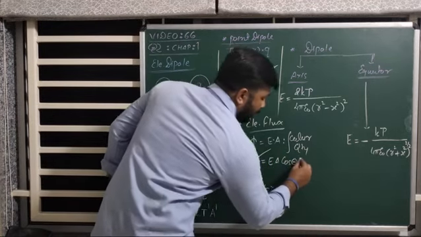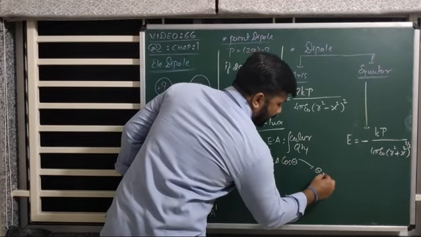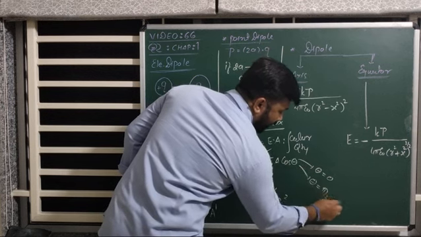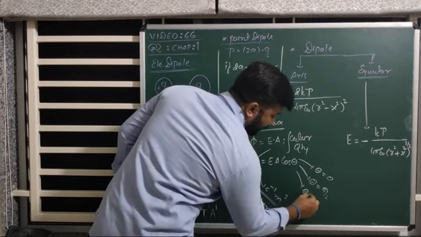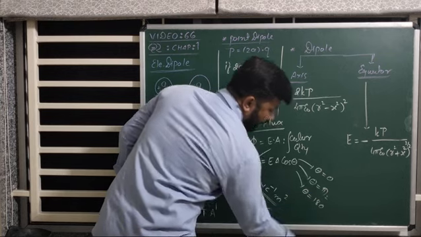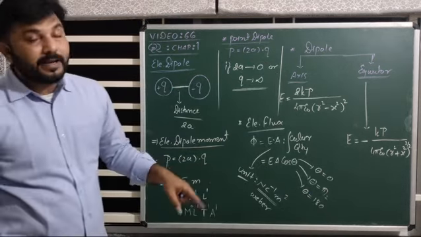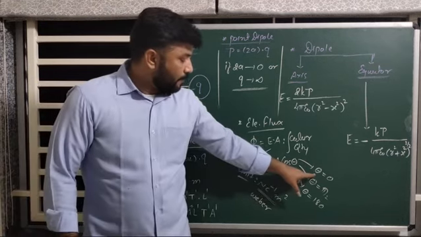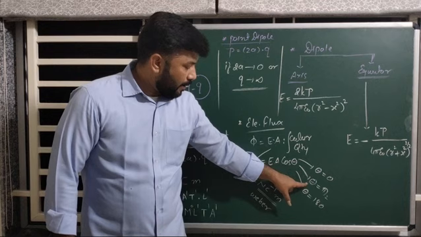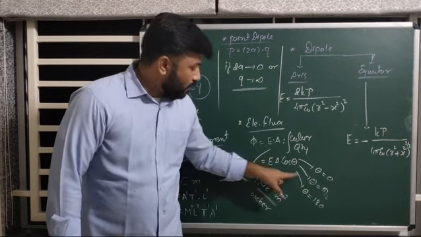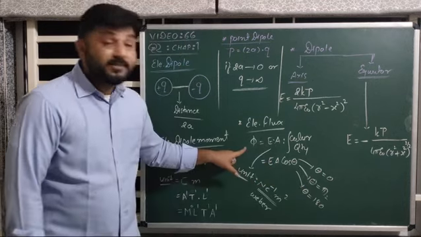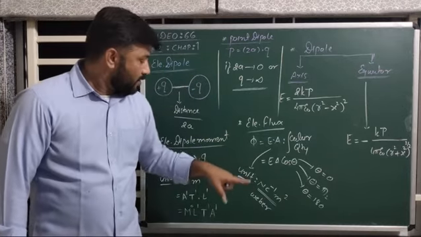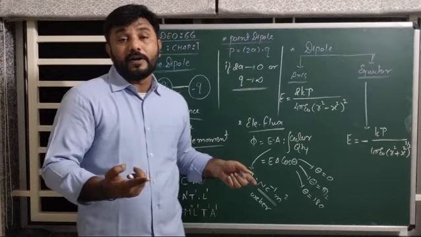Which conditions? You have to take first theta is equal to 0, then theta is equal to pi by 2, then theta is equal to 180. Right? In these three cases, what will be the value of flux? Here maximum, here 0. Why? Because cos pi by 2 is 0. So flux is 0. And in the same way, theta is equal to 180, that is minus 1. So the flux is inverted.